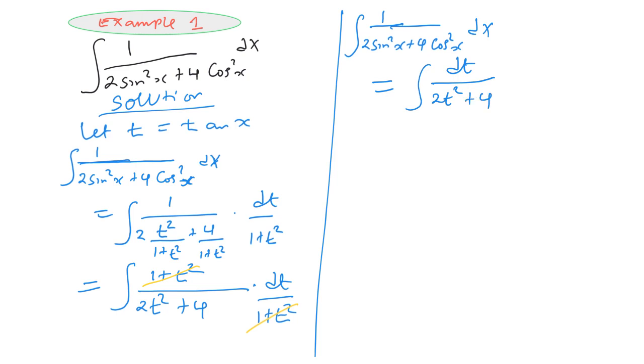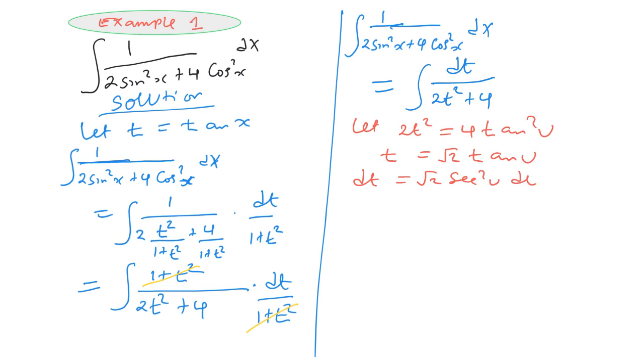And we discussed these integrals, integrals that involve tan substitution. So at this stage, you can let 2t squared be equal to 4 tan squared u, so that t is root 2 times tan u. So I can substitute back whatever I want. If t is equal to that, then dt is root 2 sec squared u du. But remember sec squared is 1 plus tan squared, so I can write this as root 2 into 1 plus tan squared u, du.